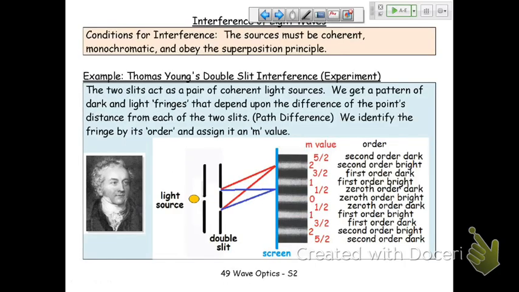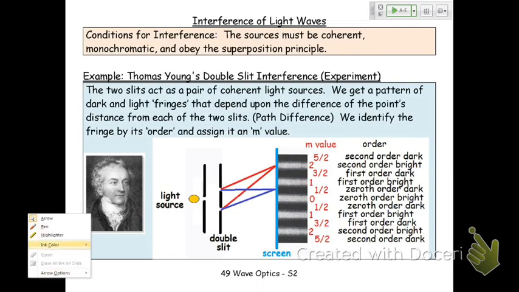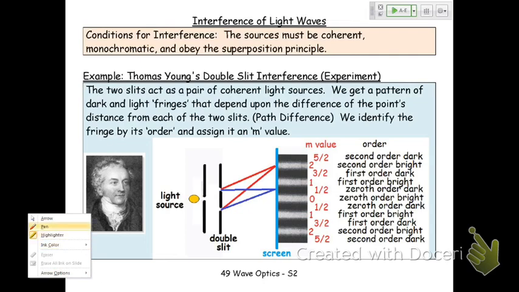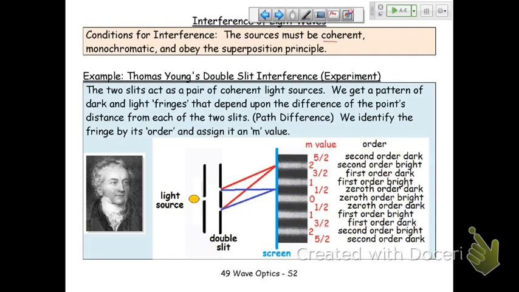Some of these have been known for quite a long time. To see interference effects very clearly, we need to see a couple of things. We need a source that must be coherent. And by coherent, we mean that the waves are in sync with each other.